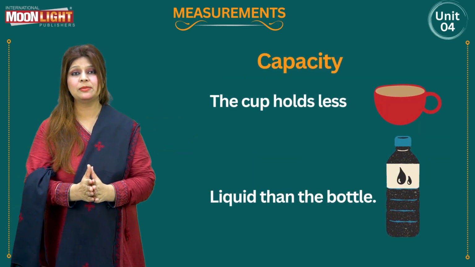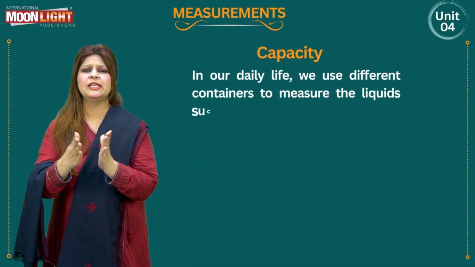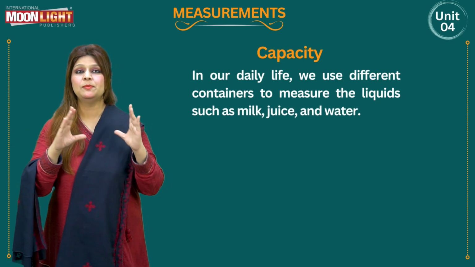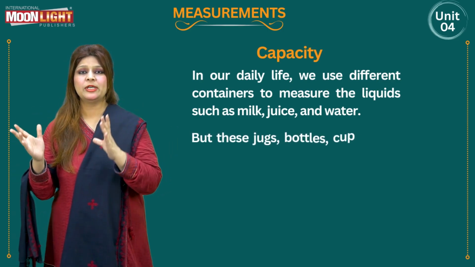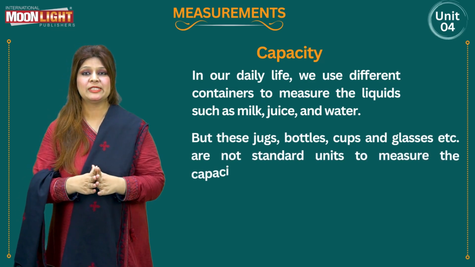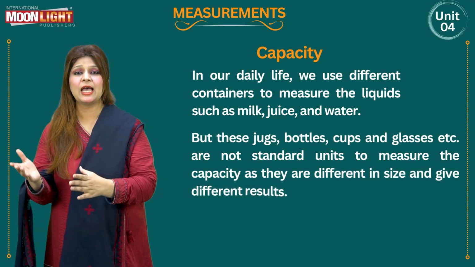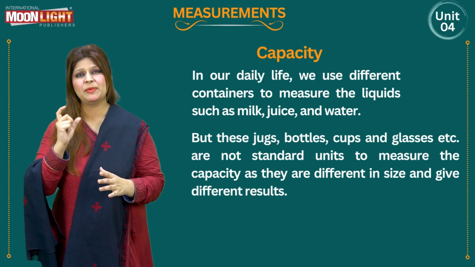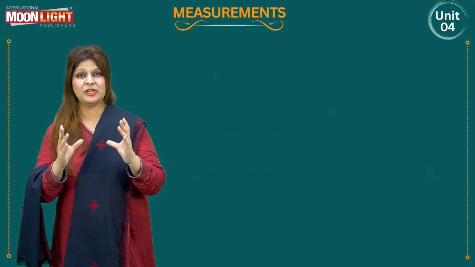This is another example. In our daily life, we use different containers to measure liquids such as milk, juice, water, etc. But these jugs, bottles, cups and glasses are not standard units of measurement. When we measure the capacity, they are different in size and give different results. So that is why we need a specific unit. For that reason, we have a metric unit.